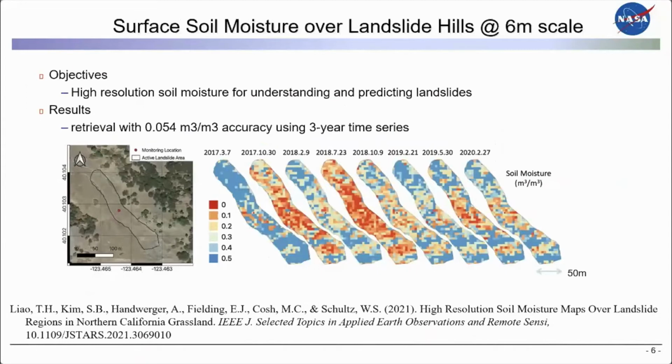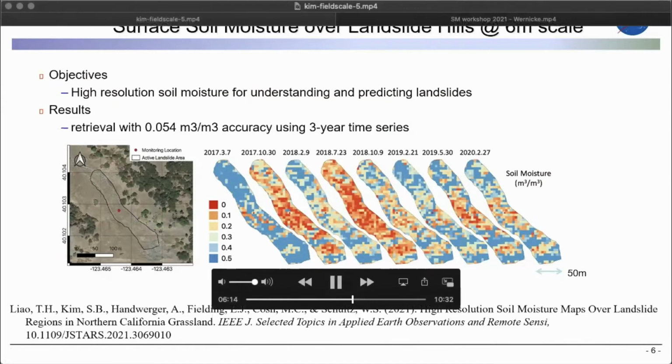Next is the surface soil moisture maps over landslide applications on hills or topography at 6-meter scale. Objective is to see whether high-resolution soil moisture maps are helpful for understanding and predicting landslides. The target is the California landslide regions. And in California, there are a lot of landslides. And if you remember, Oprah Winfrey's house was mudslided 2 years ago and was featured in the national news.